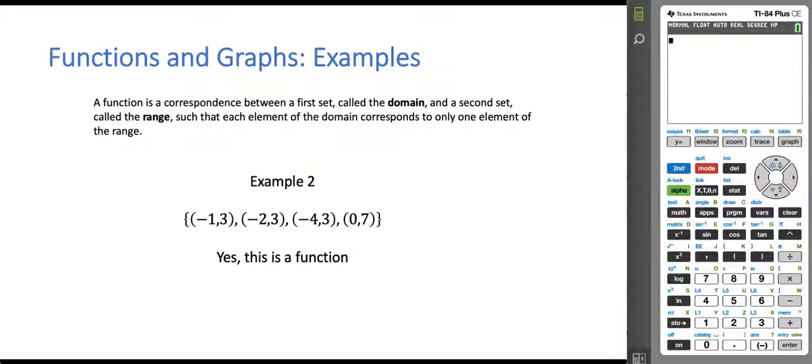What about this relation? Yes, this one is a function because every element of the domain is assigned to one element in the range. So what is the domain and the range of this function? The domain is the x values and the range is the y values. So in this example, the domain is -1, -2, -4, and 0. The range is just 3 and 7.